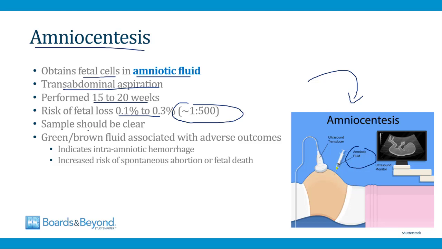And then you should be aware that amniotic fluid is clear, so the sample should be clear. In some cases, the sample is green or brown, and this is bad. This is associated with adverse outcomes. It means there's been some cause of intraamniotic hemorrhage that predated the amniocentesis, and when you get this finding, it indicates an increased risk of spontaneous abortion or fetal death.